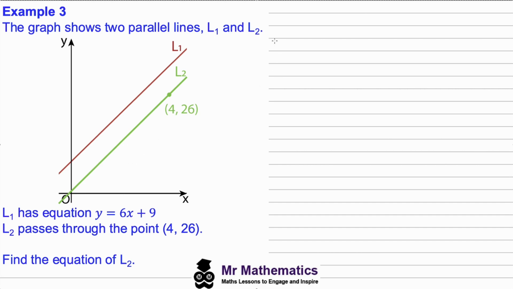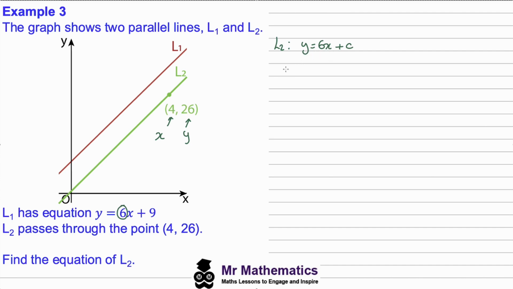Well, for L2, we know the two lines are parallel, so this will have the same gradient as L1. It will have a gradient of 6. So y will equal 6x plus an intercept c. And we need to find this value c. And we can work this out using the x and y values from our known point. We know x is 4 and y is 26.